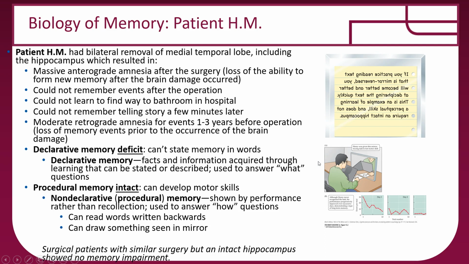So I'm going to go on and explain this to you in a little more detail. He had bilateral removal of his medial temporal lobes, which included the hippocampus. And he had, like I said, this massive anterograde amnesia after the surgery. He could not form any new memories after the damage occurred. He couldn't remember any events after the operation, and he lived for decades after this operation. He couldn't learn his way to the bathroom in the hospital. He would tell someone a story, then turn around, look back at that person, and tell them the same story. Couldn't remember he had done that.